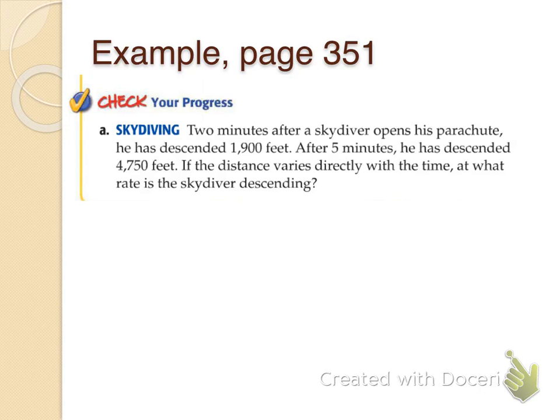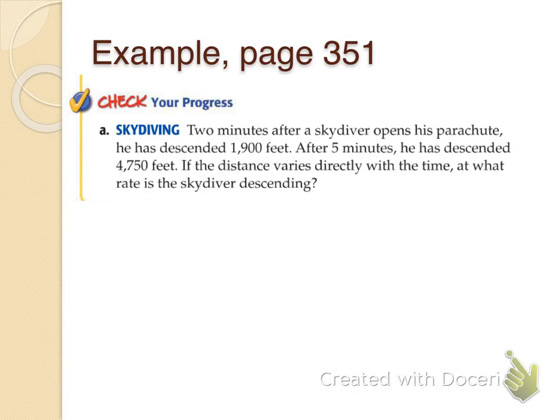Let's look at this example, skydiving. 2 minutes after a skydiver opens his parachute, he has descended 1,900 feet. After 5 minutes, he has descended 4,750 feet. If the distance varies directly with the time, at what rate is the skydiver descending?